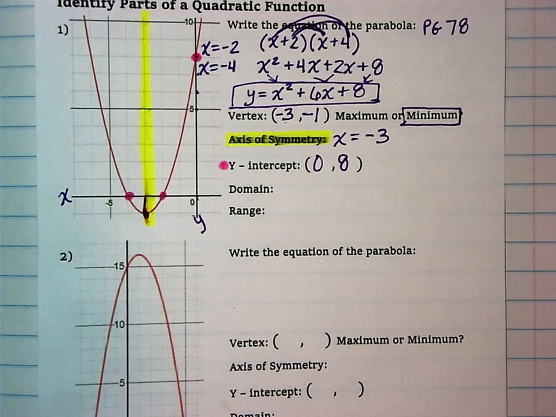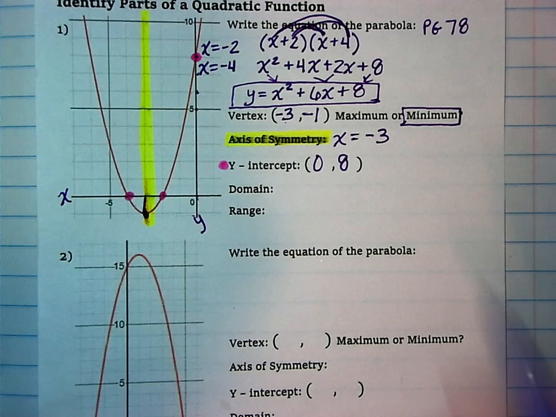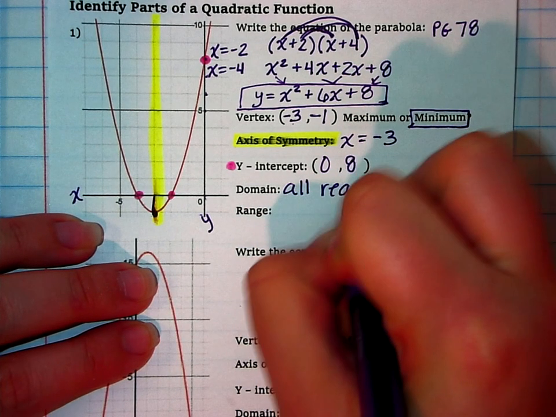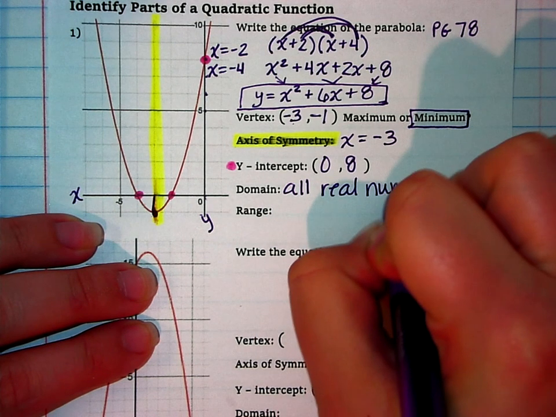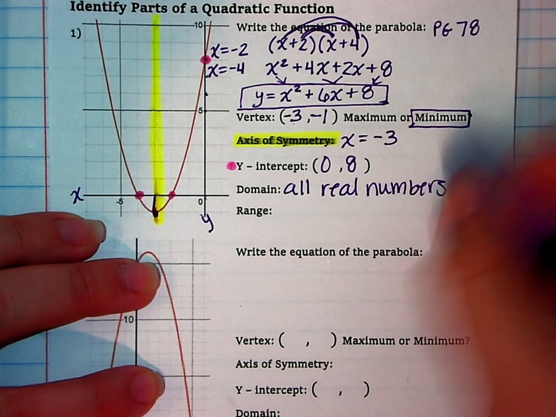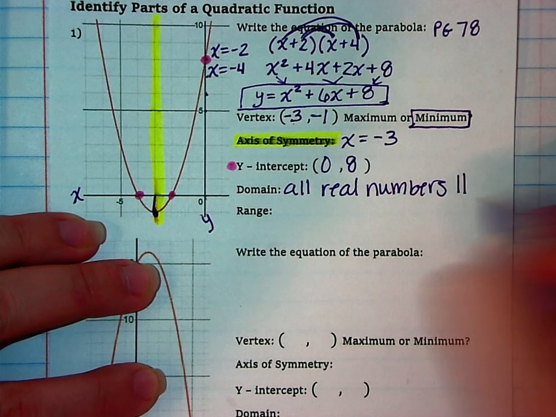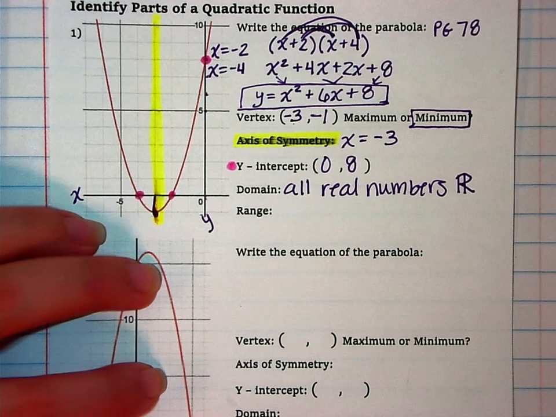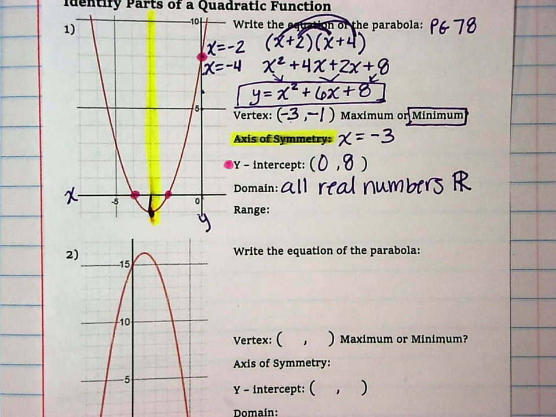All right, all we have left is domain and range. What is the domain of any quadratic function? Yes, all real numbers. And remember, we have the fancy R with 2 lines, and then just make an R. That means all real numbers.